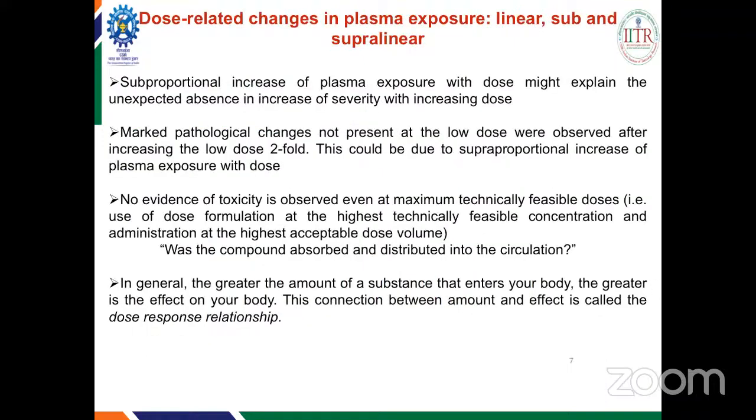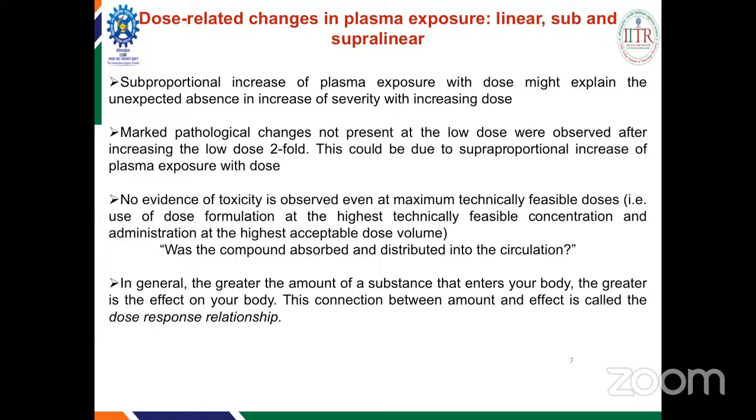I have put some examples in perspective showing how understanding of the exposure will help you understand the toxicological outcome. Let's say the first point says that a subproportional increase of plasma exposure with dose might explain the unexpected absence of increase in severity with increasing dose. Most of the time in toxicology studies, when we increase the doses, we do not see an increase in the severity of the adverse response according to the dose increase.